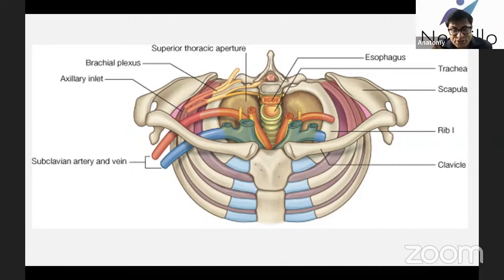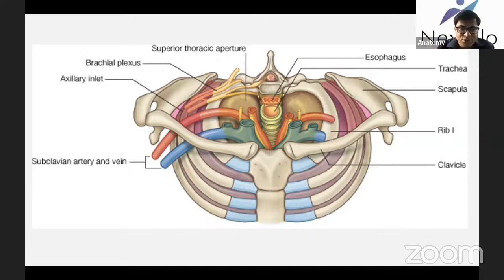Now think about T1. T1's contribution to the brachial plexus is from within the thorax, because the inlet of the thorax reaches up to the upper border of the T1 vertebra, and the T1 spinal nerve is emerging below T1. So T1 actually is a content of the thorax, and it will climb up to the first rib, and then it will join with C8 to form the lower trunk of the brachial plexus.